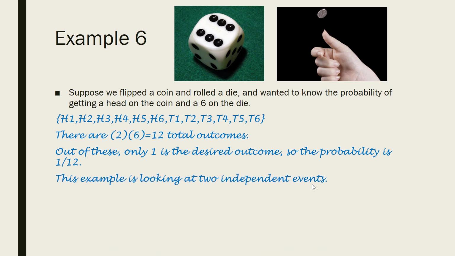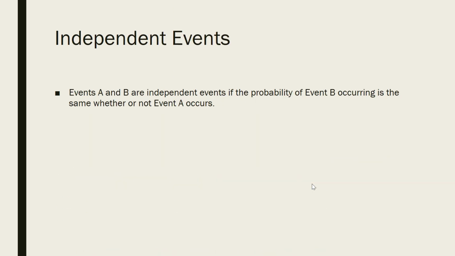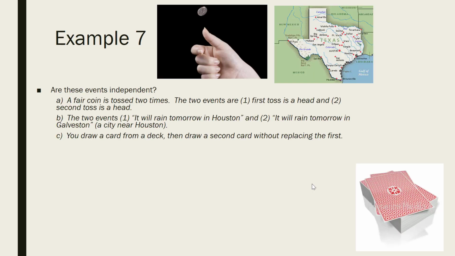This example is looking at 2 independent events. Here's the definition of an independent event. Events A and B are independent events if the probability of event B occurring is the same whether or not event A occurs. So basically they don't affect each other's probability.